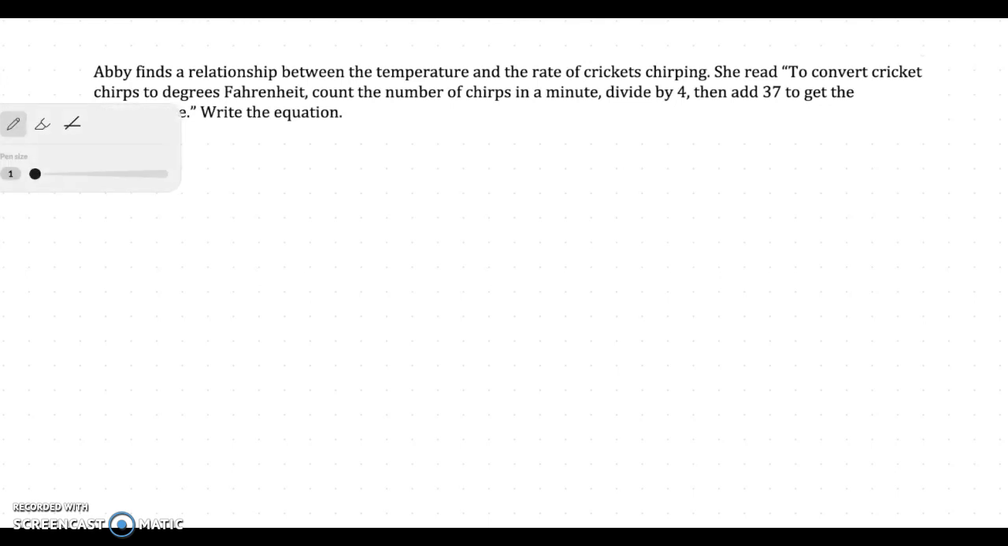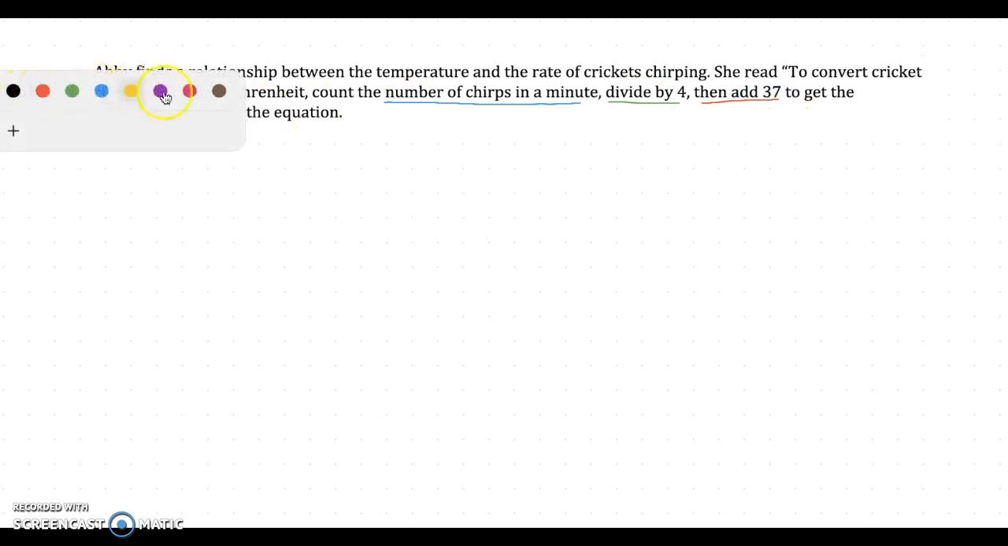So now I want to go back through and figure out what is important to this scenario. It says to convert cricket chirps to degrees Fahrenheit. So we know we're going to talk about cricket chirps in Fahrenheit. It says count the number of chirps in a minute. That's important. Divide by 4. Add 37. And our end goal is the temperature.